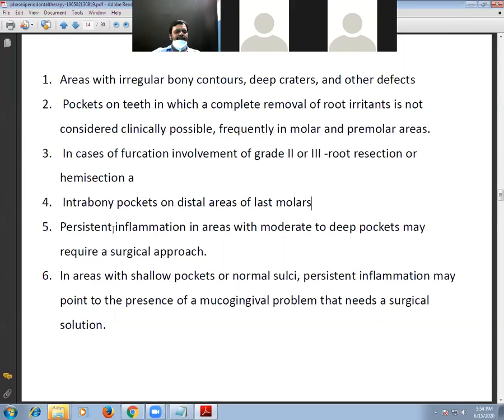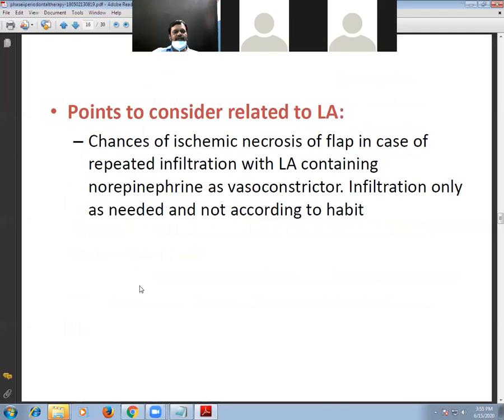Then patients with persistent inflammation in areas with moderate or deep pockets may also require a surgical approach. And the last indication for periodontal surgery is in areas with shallow pockets or normal sulci. Persistent inflammation may point to the presence of a mucogingival problem that needs a surgical solution. Whenever a patient has shallow pockets but persistent inflammation, it indicates that some mucogingival deformity is present. So in those cases also we require periodontal surgery.